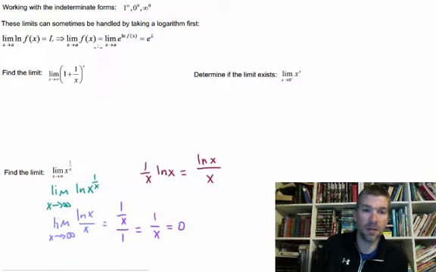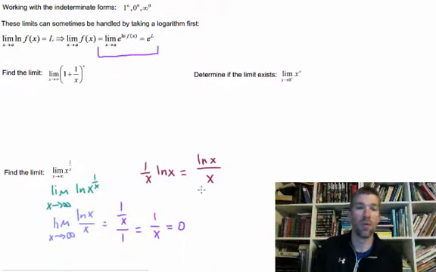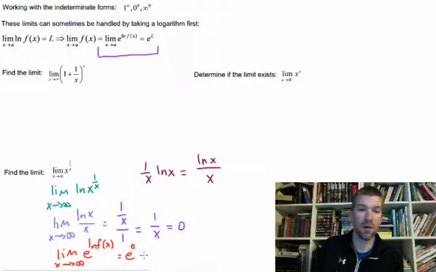So back up here to all of this business. To finish this problem off, you look at the limit as x approaches infinity of e to the natural log of f of x, which we just discovered is going to be 0. So this is e to the 0 power, which is 1.